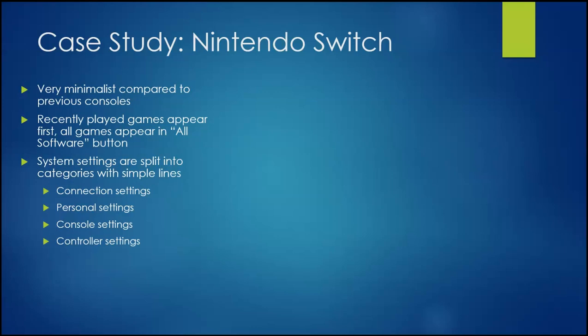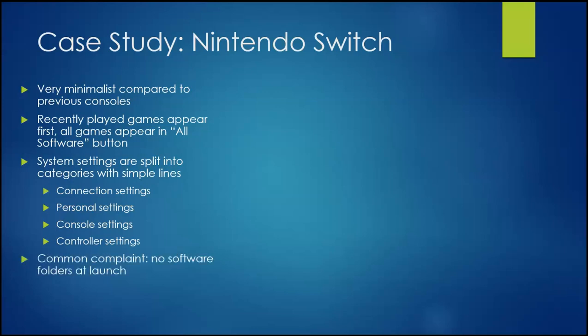Then, when you go into the system settings, everything's split into categories with simple lines. So, at the top, we have your connection settings like Bluetooth and AirPlay mode. Then we have your personal settings, such as Mii's, your in-game avatars, internet, and parental controls, then we have your console settings, which includes screen brightness, themes, sleep mode, notifications, and then we have your controller and hardware settings, so TV settings, controllers, and the overall system.